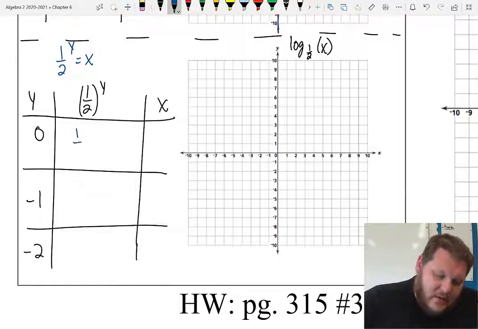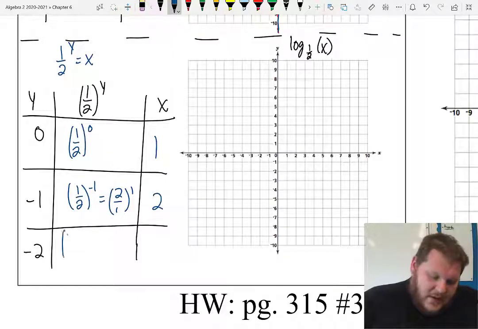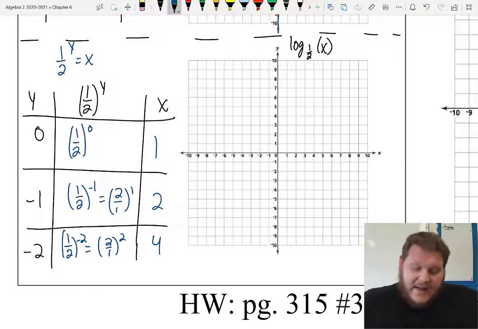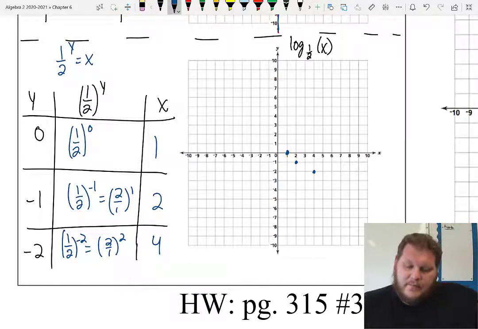So if I do that, 1/2 to the 0 power is 1. 1/2 to the negative first, well, that flips it over. That's now 2 over 1 to the first, so just 2. And then 1/2 to the negative second is 2 over 1 squared, which is 4. So now my points are 1, 0, so still right here, 2, negative 1, so down here, and then 4, negative 2, are down there.